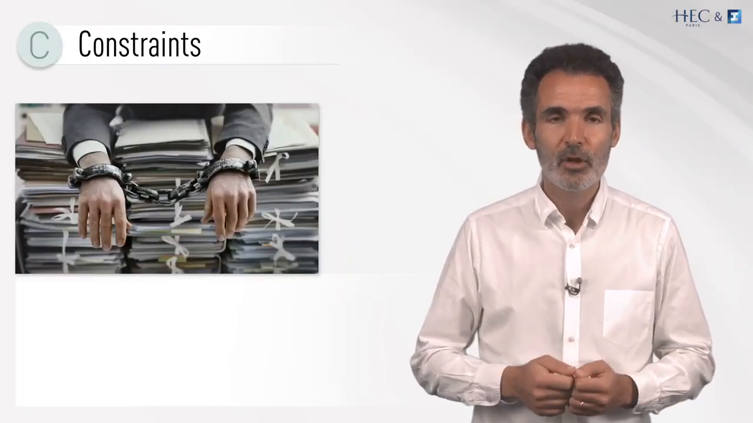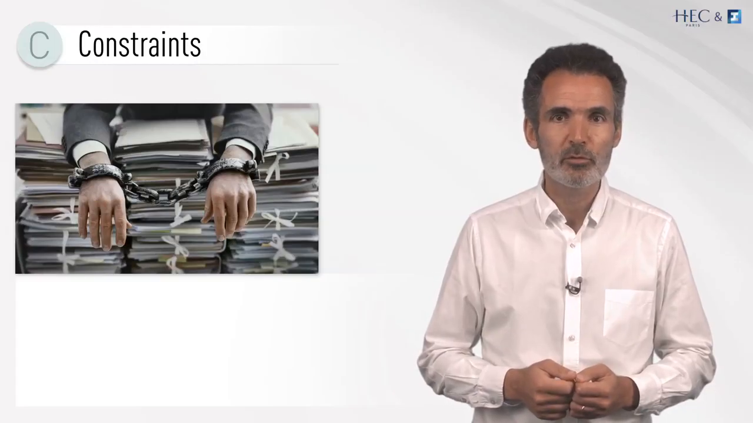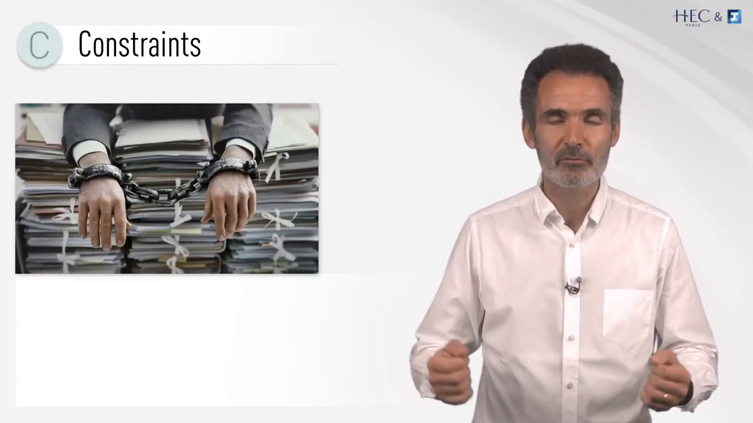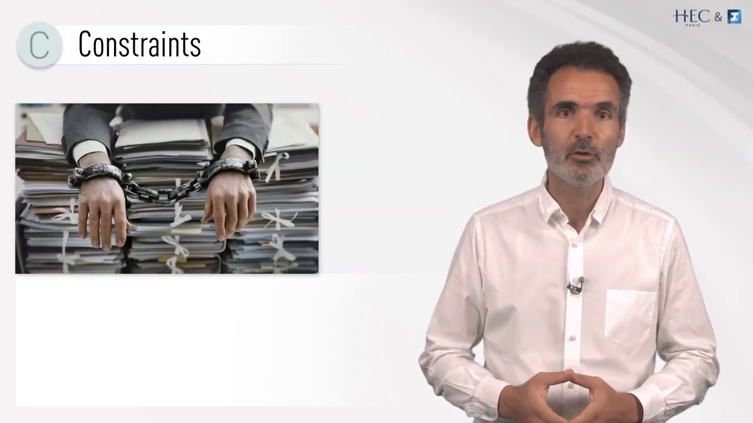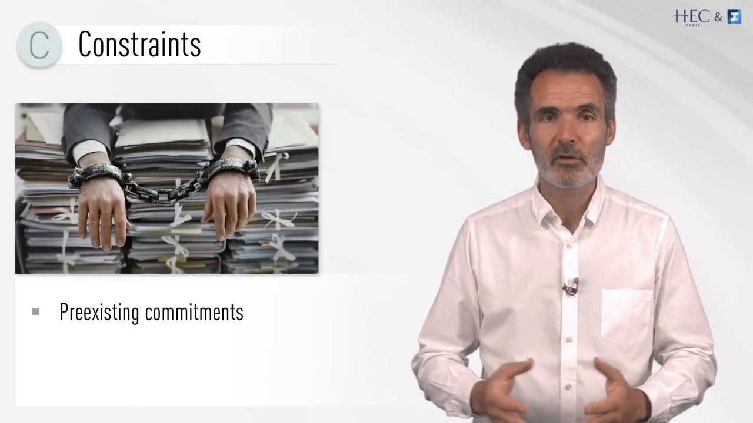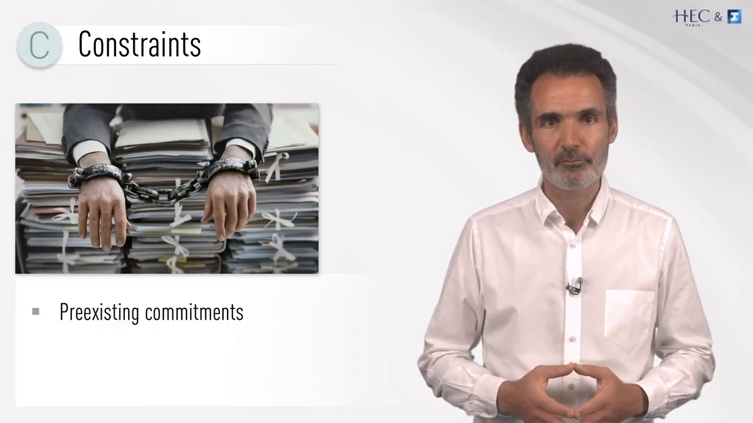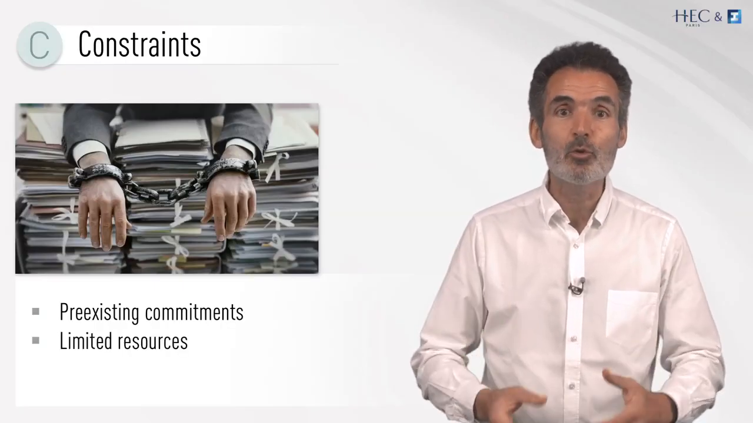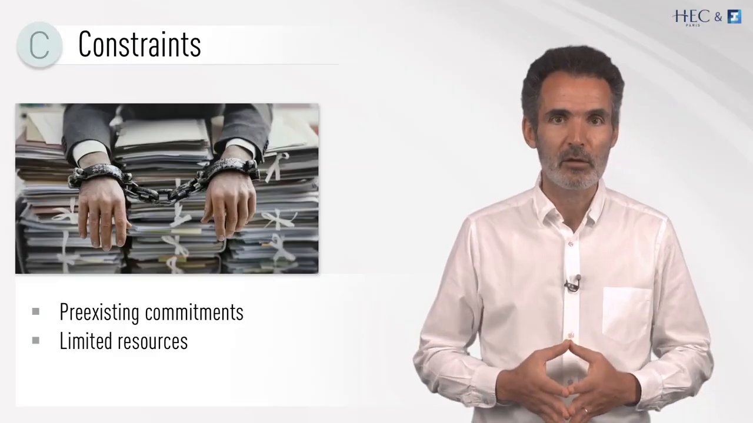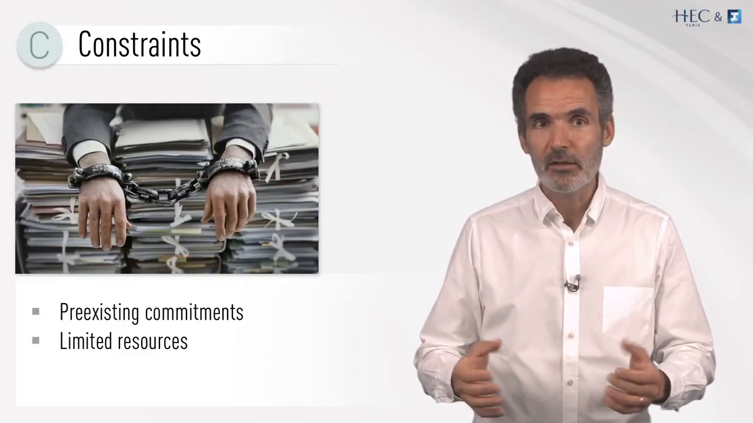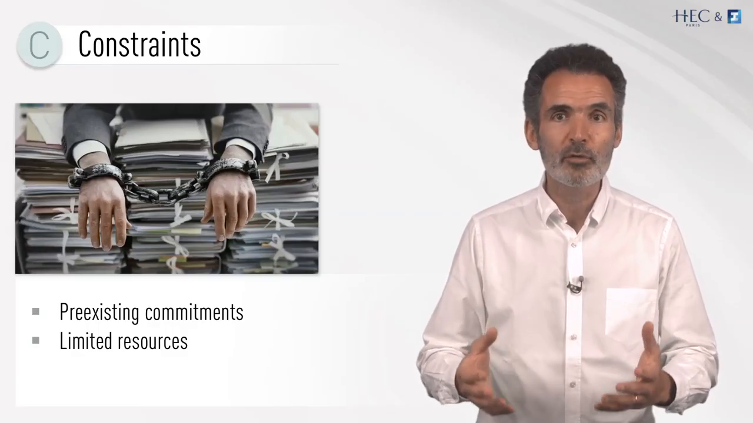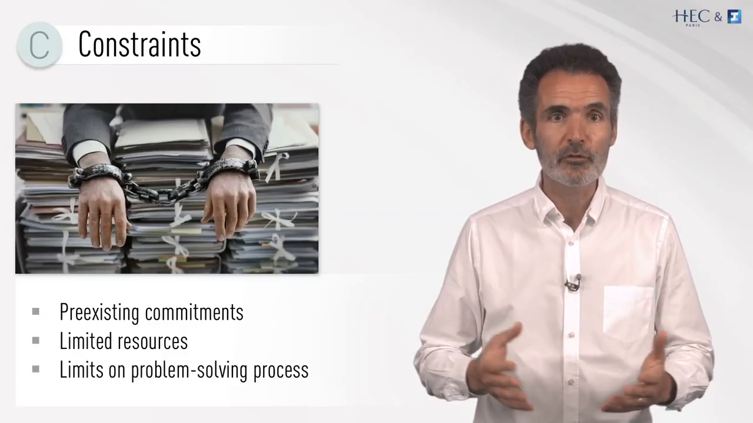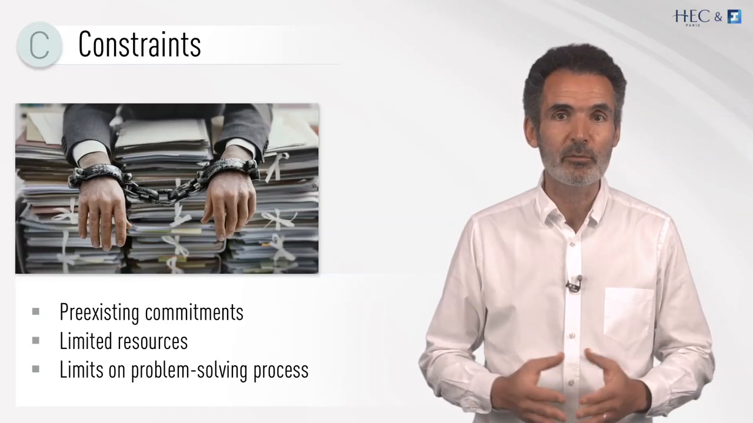C is for constraints. Usually there are constraints on your problem that make some solutions off limits, and you should list them. Constraints, for instance, may include pre-existing commitments that limit the range of possible solutions. There may be limitations in the resources that you can bring to bear, for instance, in money or in skills. Or there can be limits on the problem-solving process itself, for instance, if the solution must be delivered in a limited time frame.